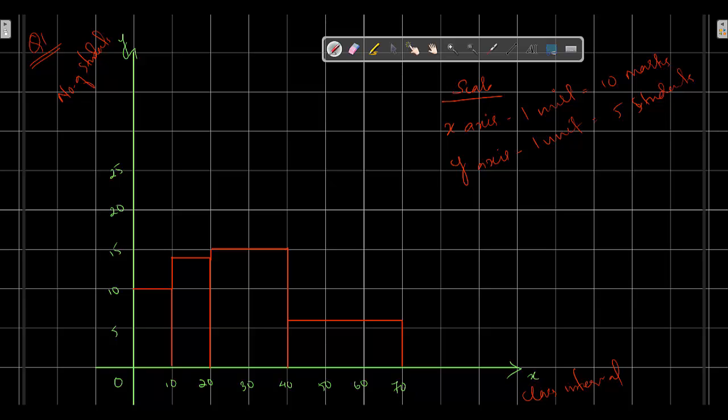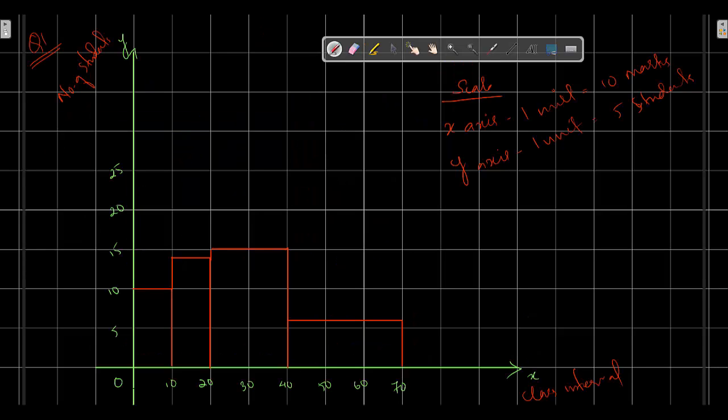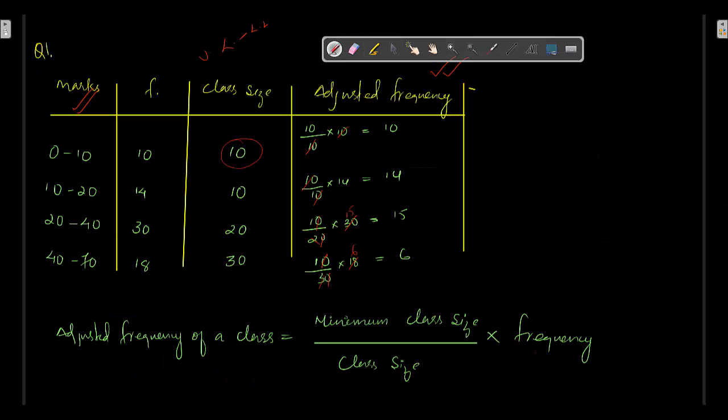Now for the first graph, if you have noticed, we have taken 0 to 10 is equal to 10. So 10 is here, so you just make a bar here, okay? The next is 10 to 20. 10 to 20 is 14.